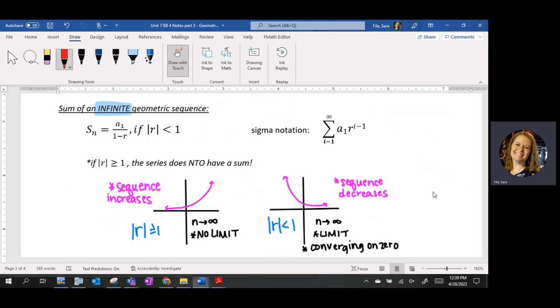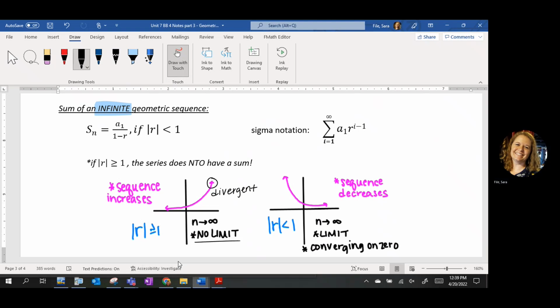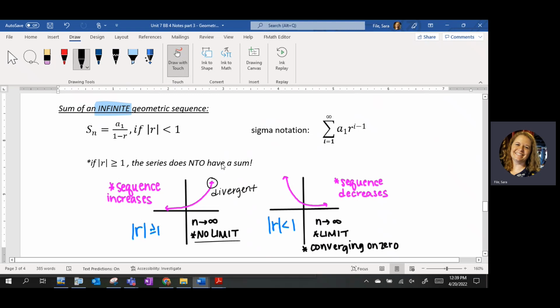Okay, so here's a little quick visual refresher of exponential functions. If you have an exponential function that is increasing, your curve is going up to the left. It is increasing left to right. This function right here is divergent. It has no limit. So you cannot have a sum. And not is misspelled in OT, not in TO.